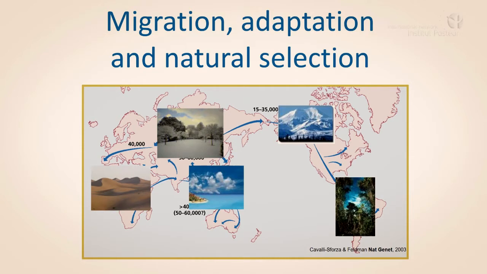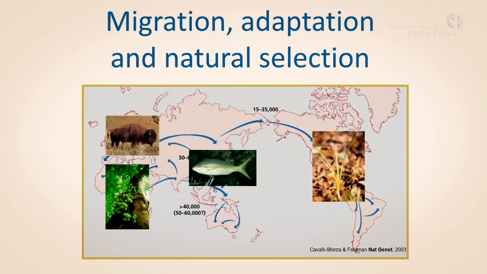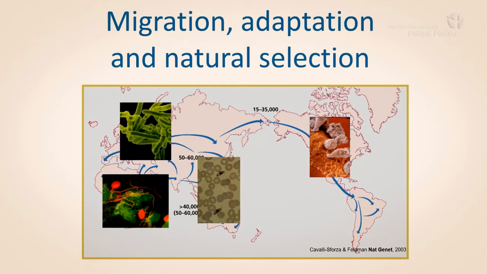Humans had to adapt to different nutritional resources, and humans also had to adapt to different pathogens they encountered all along their migrations. So first of all, let's define now the different forms that natural selection can take.